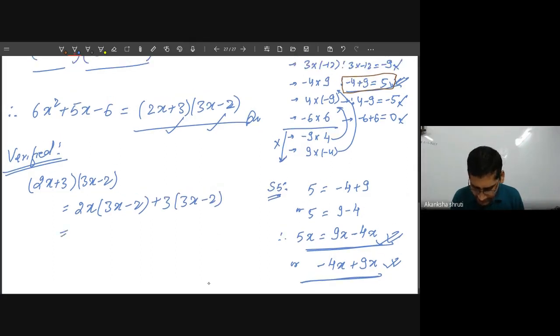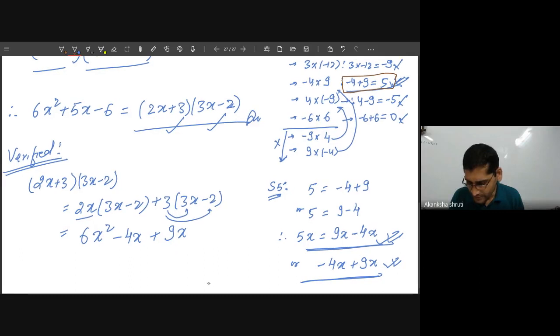Go for this. You will get 2x multiplied with 3x. So 2 into 3 is 6, x into x is x square. Then 2x multiplied by minus 2. So 2 twos are minus 4, and x only once. Again, 3 is to be multiplied with 3x: 3 threes are 9, and x is only once. Then this 3 will also multiply with minus 2. Negative sign is there, before the bracket it is plus sign, so 3 twos are 6.